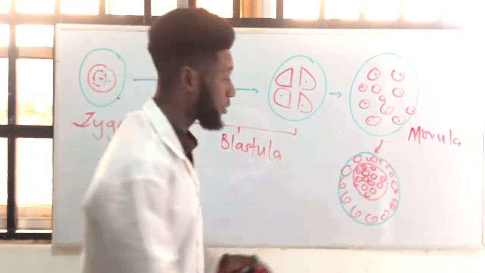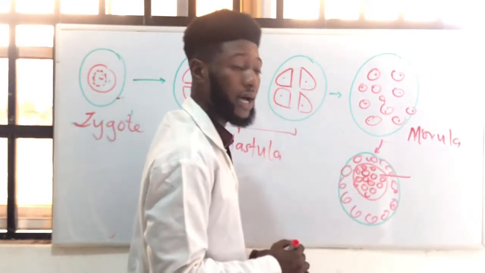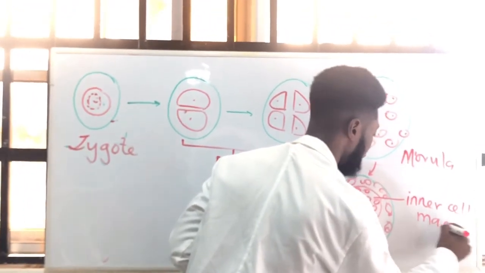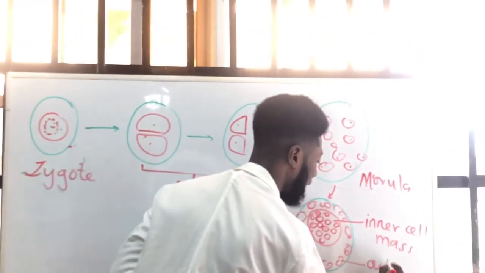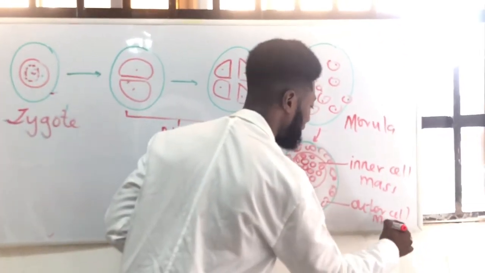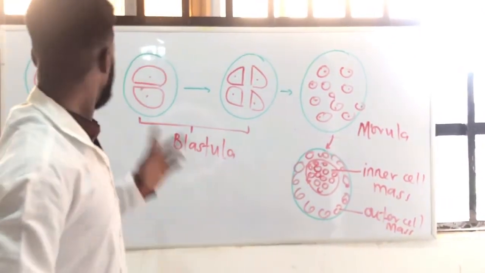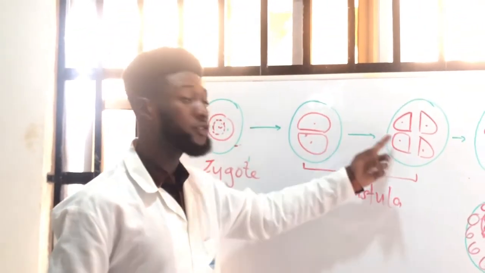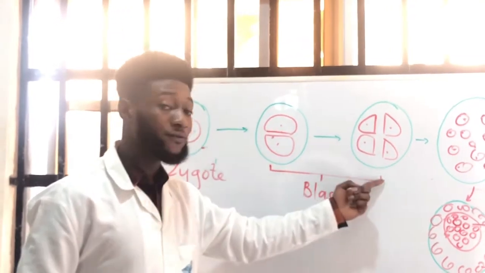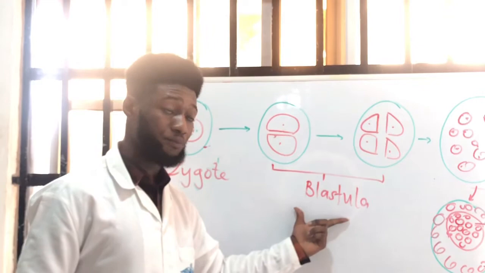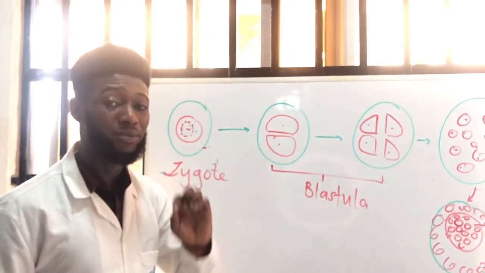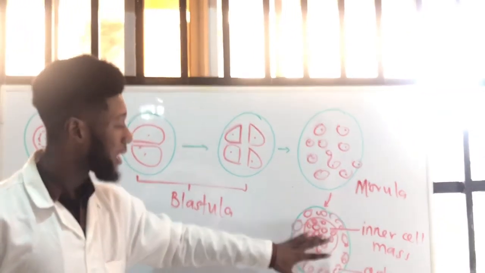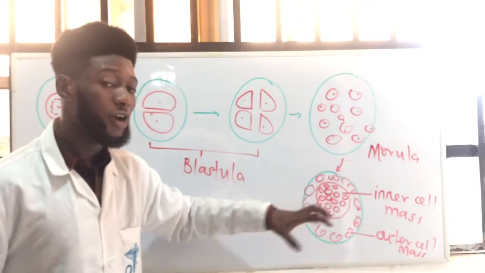Those at the center, I will call the inner cell mass. Inner cell mass. Those outside, I call the outer cell mass. Again, from my zygote, the cell divides into two, then it divides into four. These two-cell and four-cell stages are called the blastula. From here, it divides into eight cell stages, the morula. At this point in time, the cells are very compact at the center.